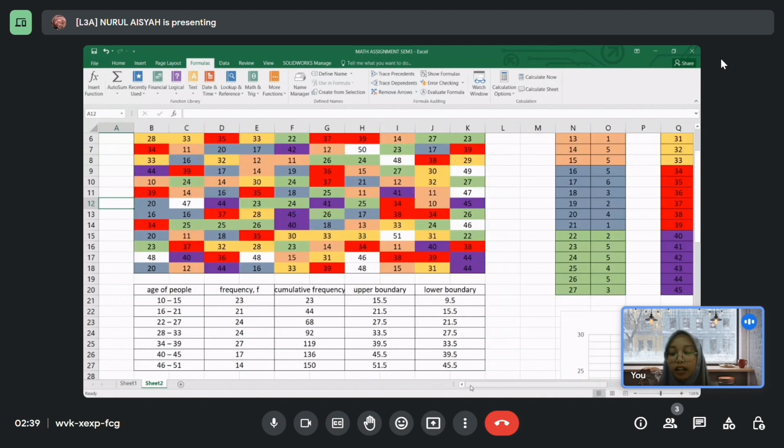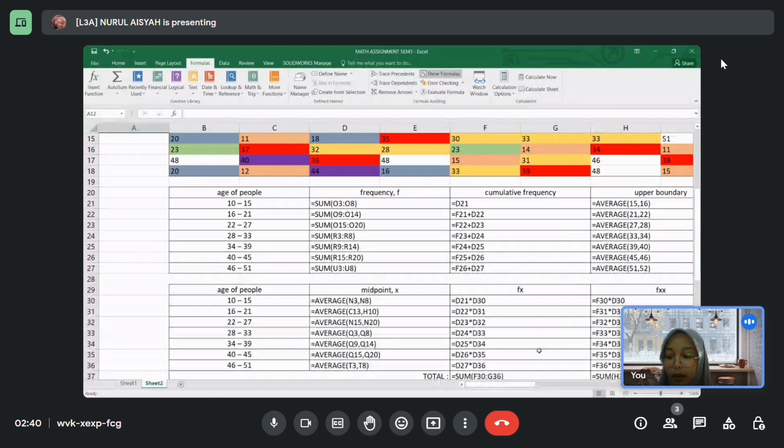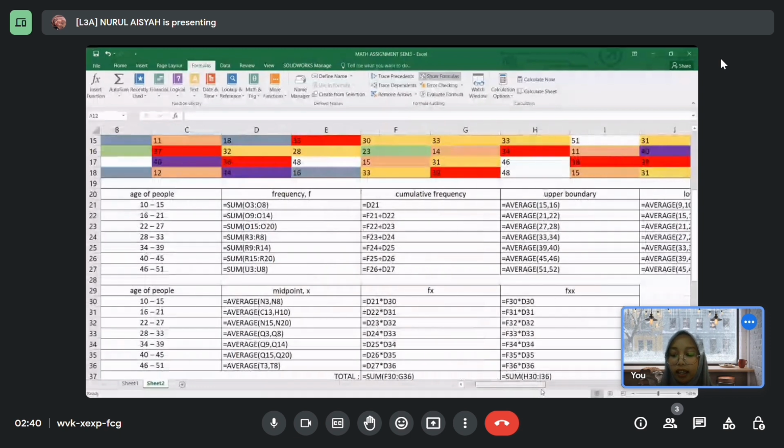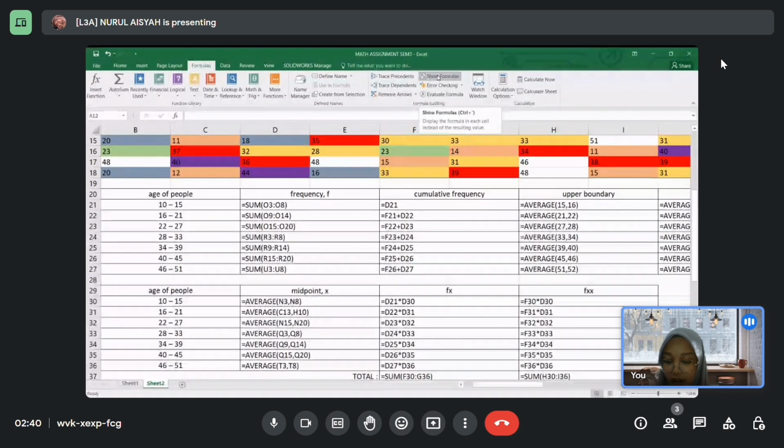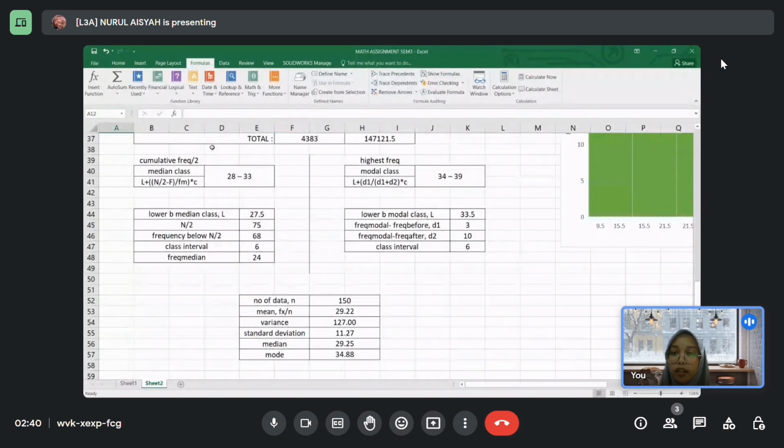Next, we calculate upper boundary by using the formula equal average of A and B. The same formula is used for lower boundary and midpoint. For fx, we can calculate by multiplying frequency and midpoint using the formula equal A multiply B. For fx squared, we can calculate in Excel using the same formula but using fx multiplied by midpoint. As for the median, mode and variance, find the value by using the same formulas as the calculation by hand.